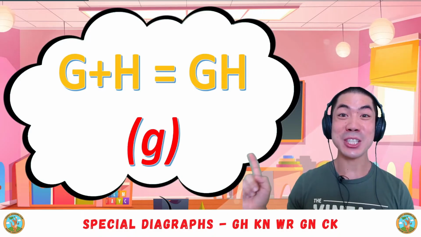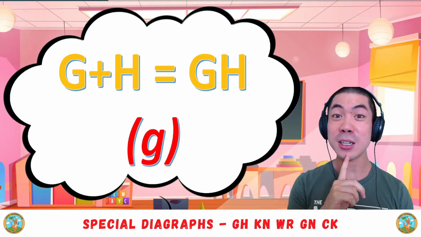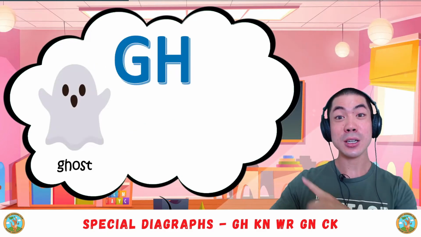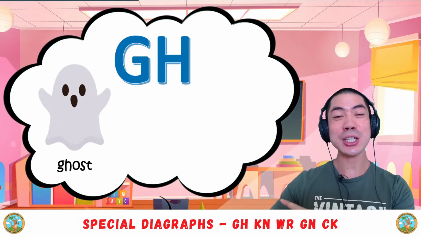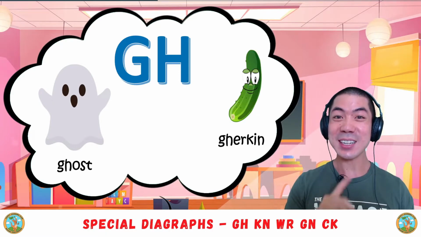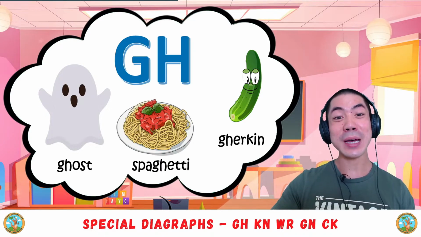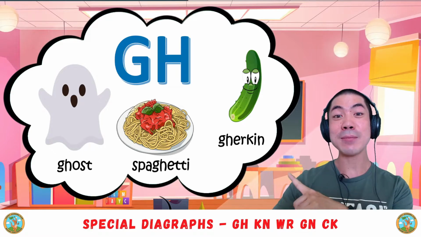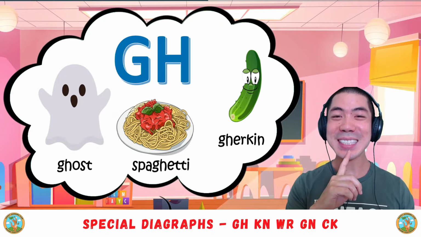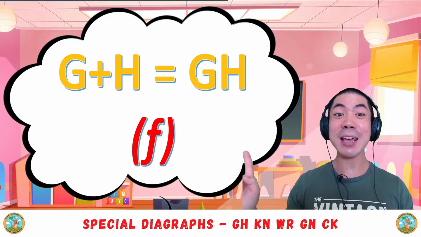The first one is GH, which has two sounds. The first one is G, like in G. For example, we have ghost. So GH, ghost. We also have gherkin. Very good. And we also have spaghetti, but this time the GH is in the middle. Spaghetti. Nice.